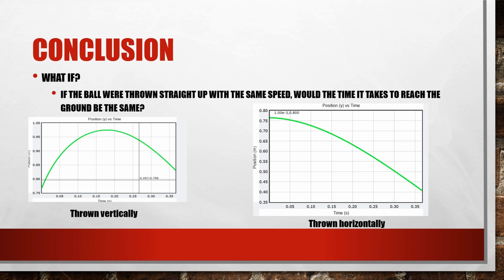Another question is, if the ball were thrown straight up with the same speed, would the time it takes to reach the ground be the same? The answer is no. It will actually take longer, as the time to fall depends on the ball's height above the ground. By throwing the ball vertically, you are increasing its height above the ground, thus resulting in a longer time to reach the bottom. This is shown by computations where over the same time, the ball has a higher y position than if the ball were thrown horizontally, thus indicating that a vertically thrown ball would take longer to reach the bottom.